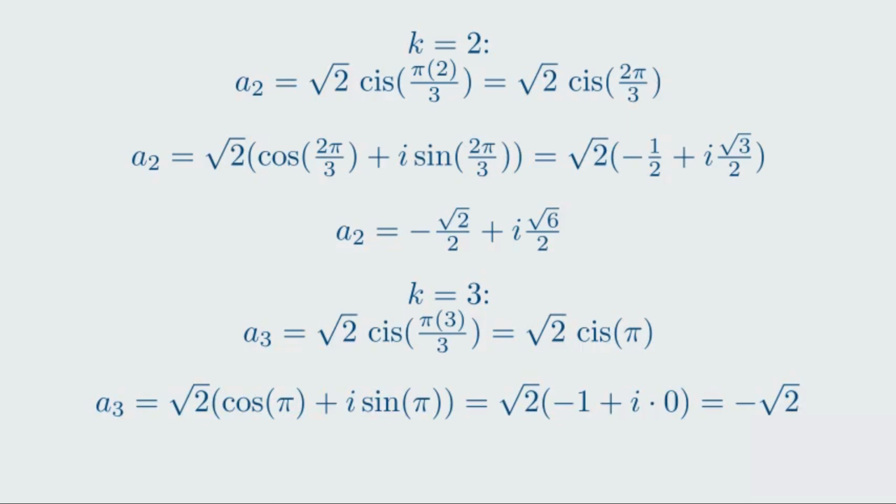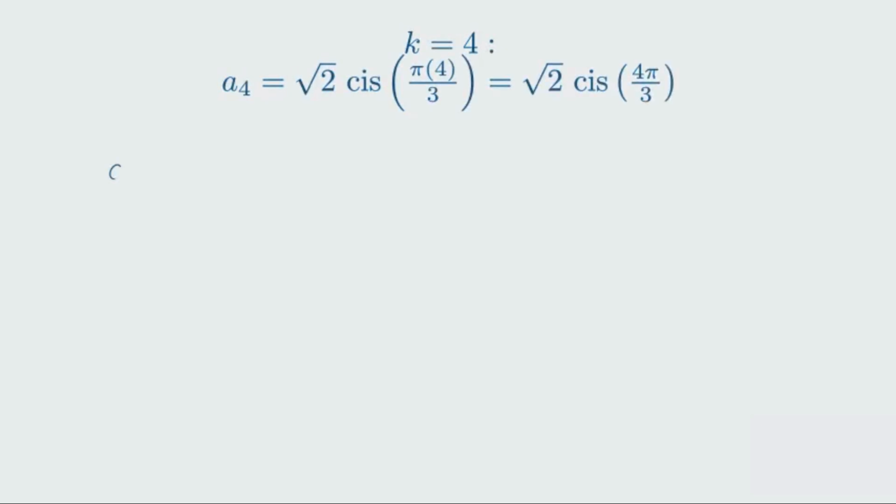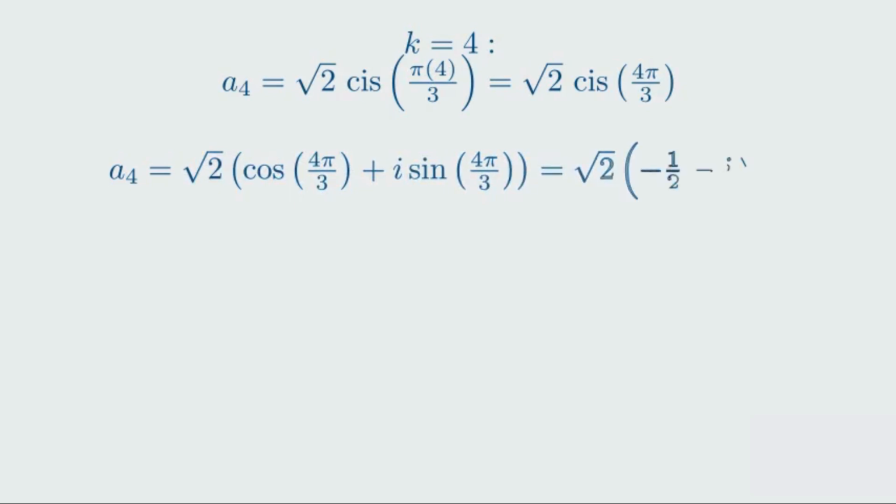We're down to our last two roots for k equals 4 and k equals 5. For k equals 4, the angle is 4 times pi over 3, so the root is square root of 2 cis of 4 pi over 3. This angle is in the third quadrant. In the third quadrant, both sine and cosine are negative. The cosine of 4 pi over 3 is negative 1/2, and the sine is negative square root of 3 over 2. Distributing the square root of 2, we get our fifth root, negative square root of 2 over 2 minus i times the square root of 6 over 2. Notice that a sub-4 is the complex conjugate of a sub-2.